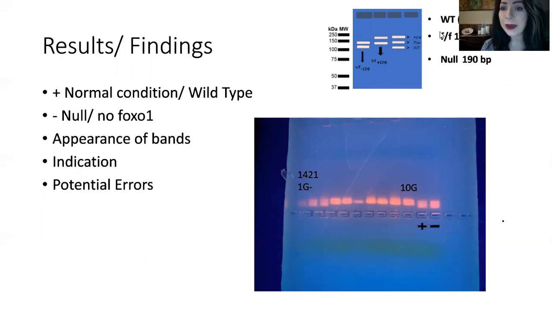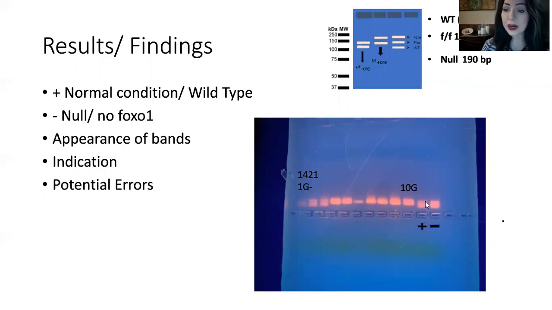Our wild type band should be this bottom band here, sitting at about 115 base pairs. That's going to be the plus flox. Our flox band is going to be sitting at about 149 base pairs. That's going to be our middle band here. And our null band, which is the presence of cre, no FOXO1, is going to be our top band at 190 base pairs. My last 2 wells are my positive and negative control, so they should have that.